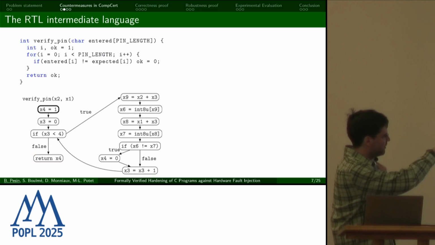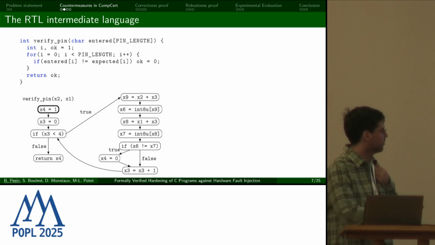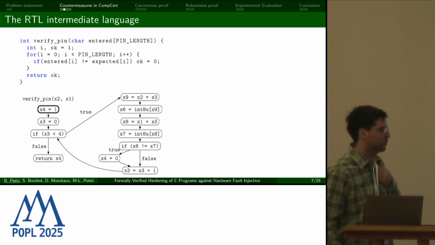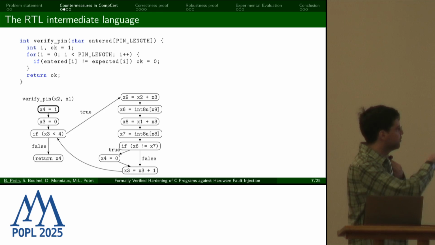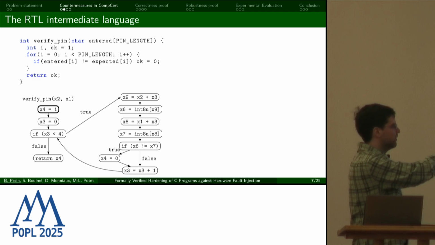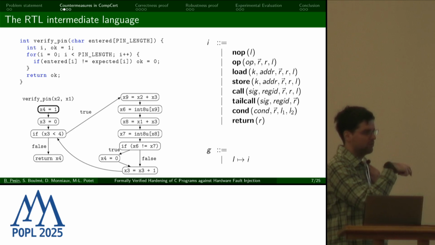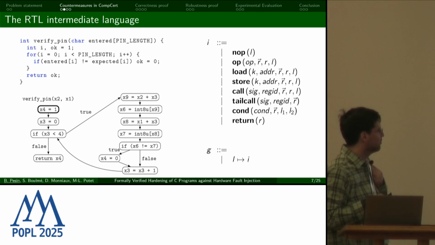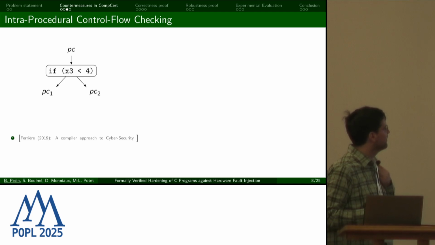So RTL looks like this on the bottom. Programs are represented by control flow graphs of instructions. So here the example corresponds to the verify pin function at the top. And you can see that in every node of the control flow graph, you have a single instruction, which could be an operation or assigning a register, or a conditional test. So in particular, here you have two conditional tests. The one on the left corresponds to the for loop, and the one on the right corresponds to the if inside of the for loop. And you have a lot of other kinds of instructions, but today we'll mostly be concerned with operations and conditional tests. Okay, and so in this language, we implemented two countermeasures from the literature.